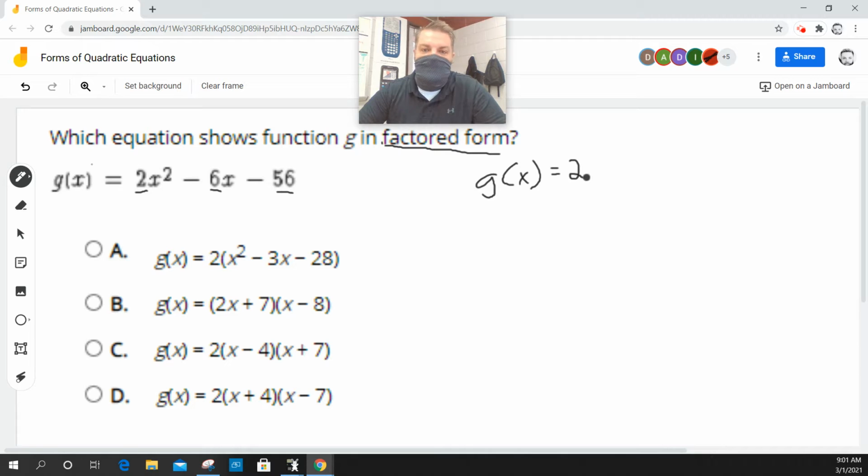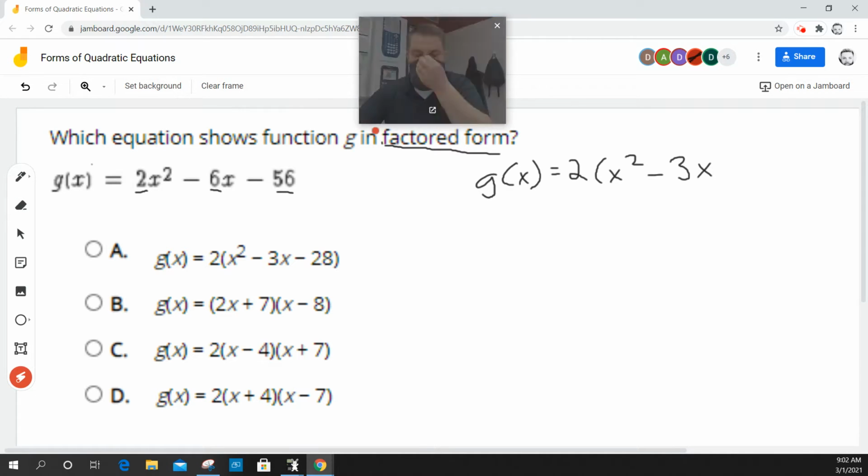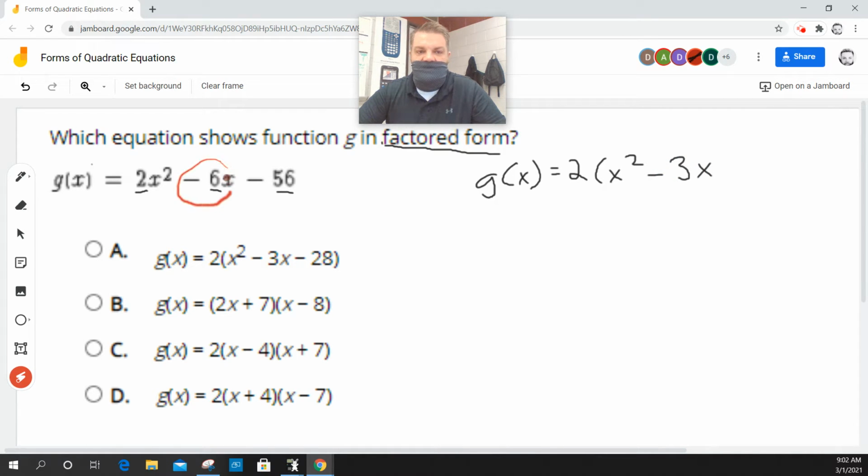So I'm going to factor out a 2, and that leaves me with x squared. How do I know that? Because 2 times x squared gives me my 2x squared. The next thing I'm going to do is put down negative 3x. Why? Because 2 times negative 3x gives me a negative 6x.